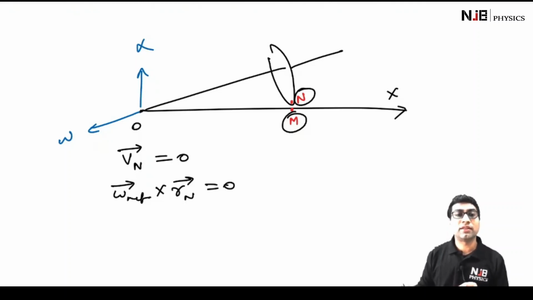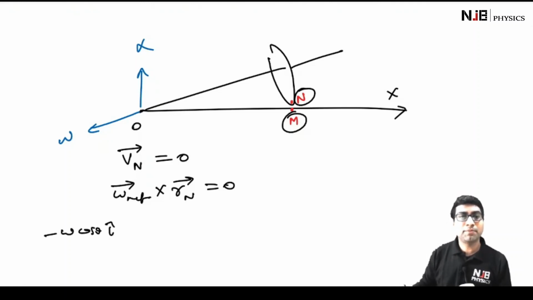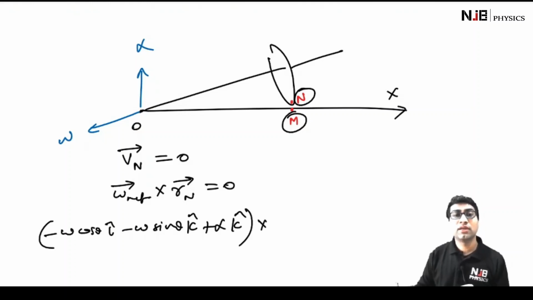So let's do that. The net angular velocity, we have already written it as minus omega cos theta i cap minus omega sin theta k cap plus alpha k cap. So this is your omega vector. We have to take its cross product with the position vector of this N, which is quite easy because the distance from O to N is equal to 5 times a, and therefore this position vector of this point N becomes 5a i cap. So this cross product must be equal to 0.